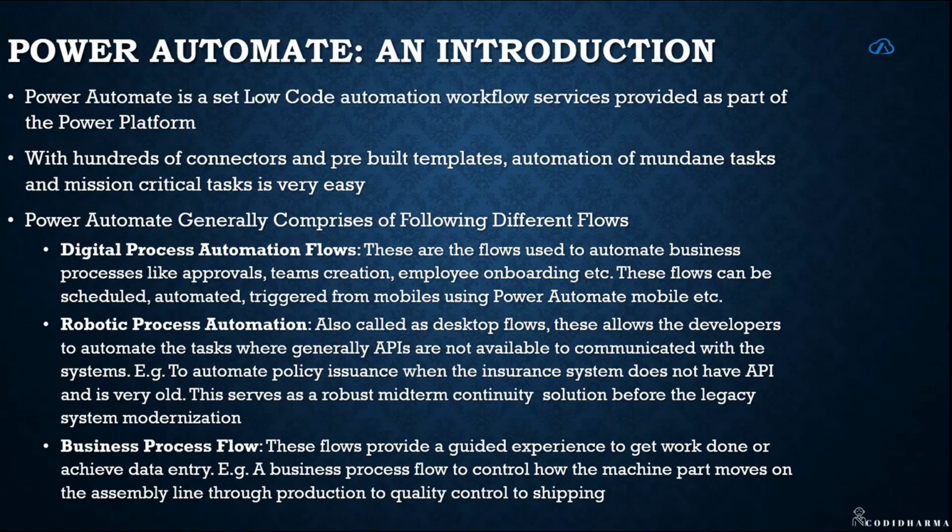The solution to that is we use the desktop flow. We record different actions that a person might perform on that UI, and then we automate it through the desktop flow by feeding necessary information at different places. Right? Then you have your third type of Power Automate flow, which is business process flow.